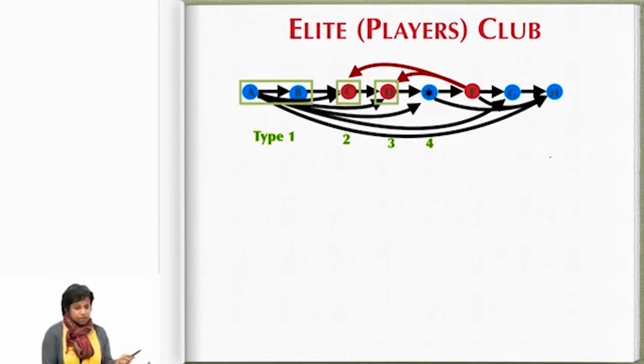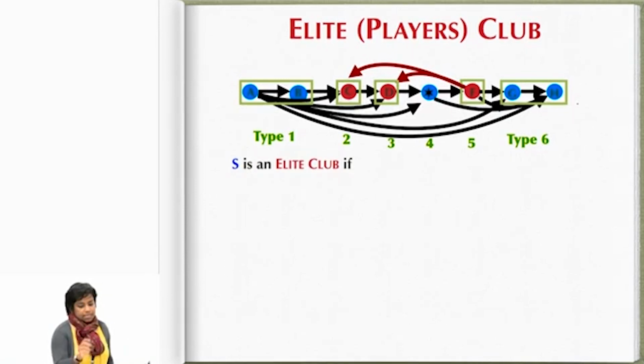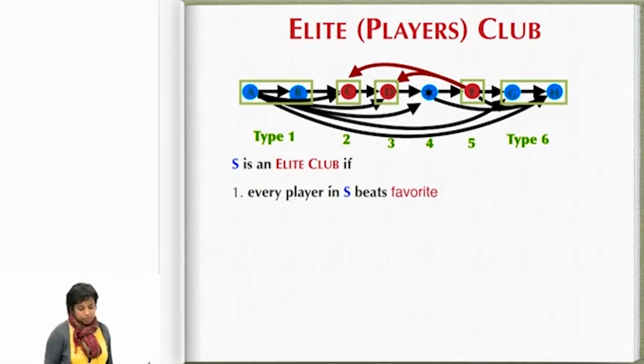This slide should have come before. So this is type 1, this is type 2, this is type 3, this is type 4, 5, 6, and these are unaffected vertices, so they are type 6. Okay. So here we define a subset of vertices or players to be an elite club if this particular property holds true: every player in this set beats my favorite player.